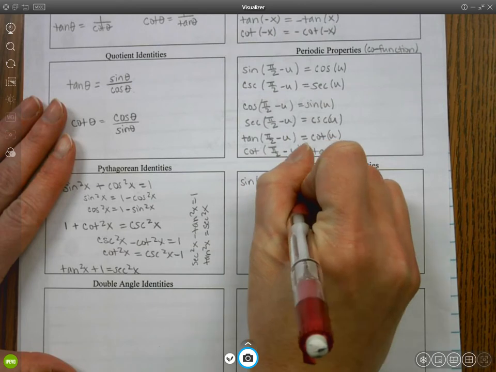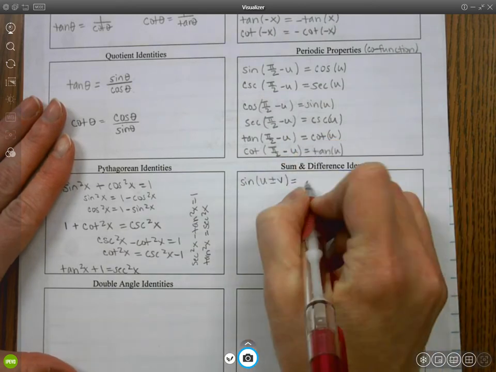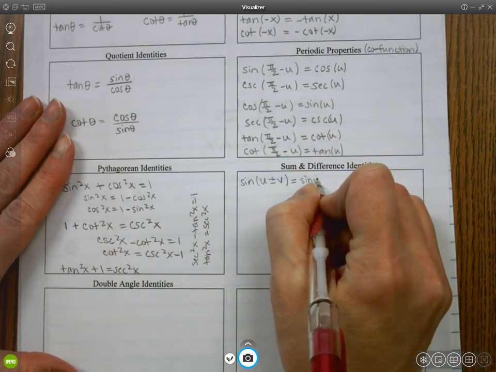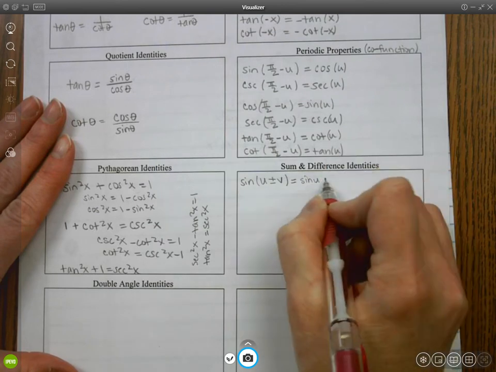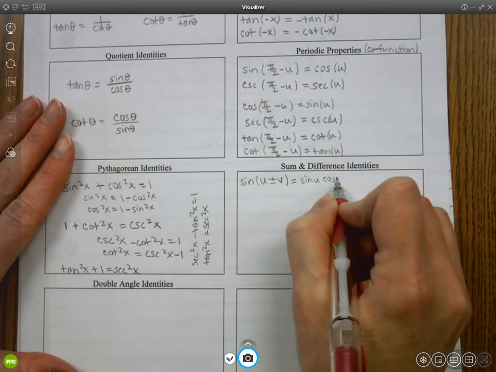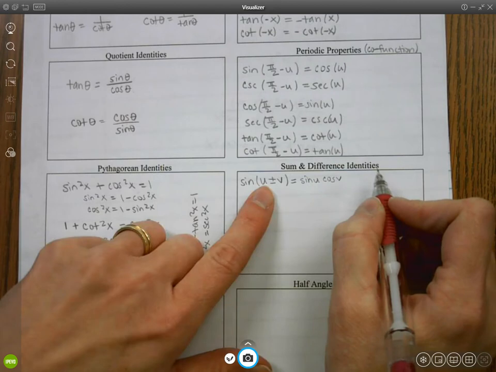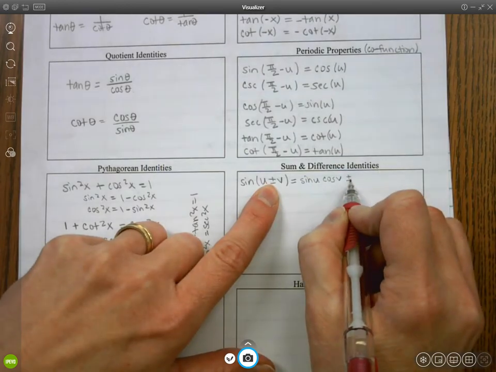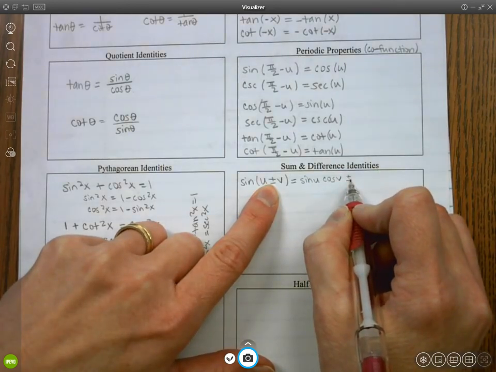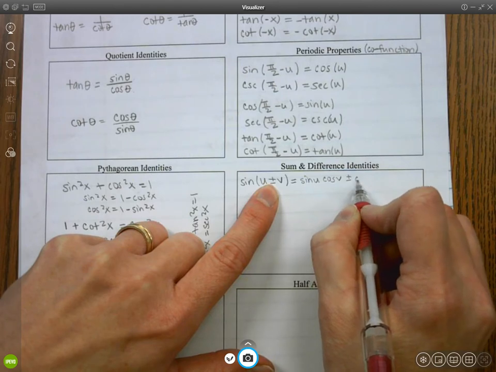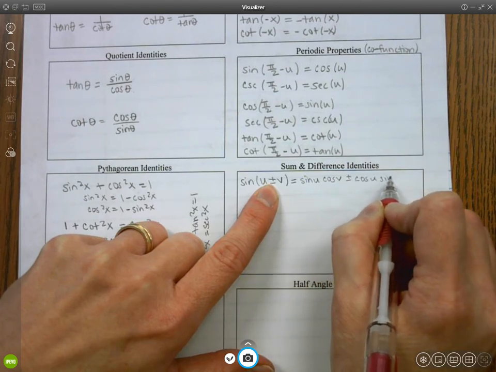All right, so for sine, if I'm going to do sine of an angle plus or minus another angle, we can write that as sine of the first angle times cosine of the second. Keep the sign in the middle the same. So if it's plus, it's plus. If it's minus, it's minus. Then we're going to do cosine of the first, sine of the second.